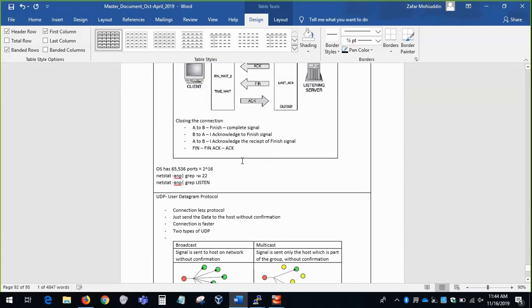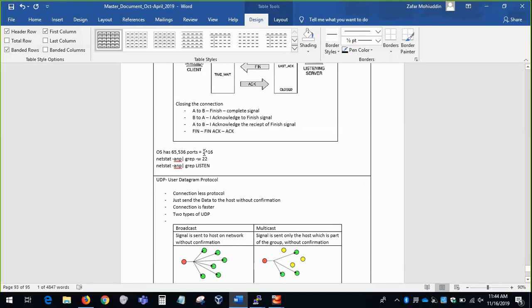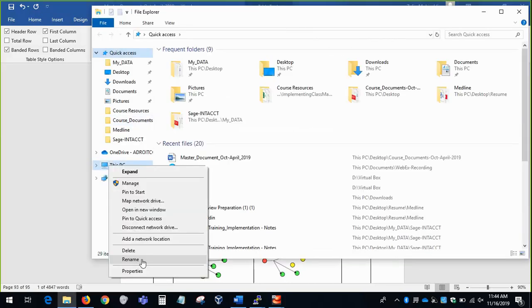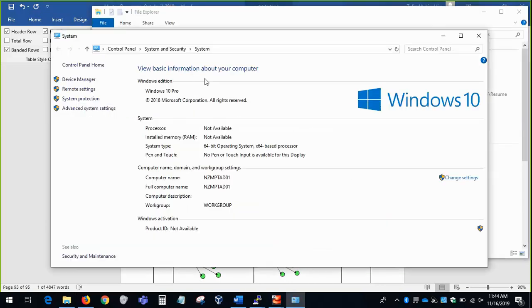I can't find it here. Okay, here. The operating system is a 64-bit operating system. How do you see that it is a 64-bit operating system? You go here, right click, and everything should be 64-bit right here. It's much more secure. It's a 64-bit operating system and a 64-bit processor.